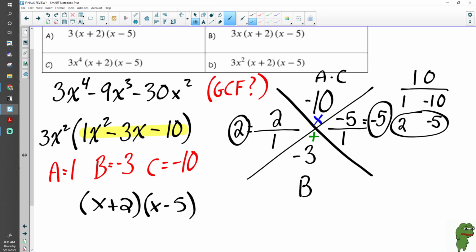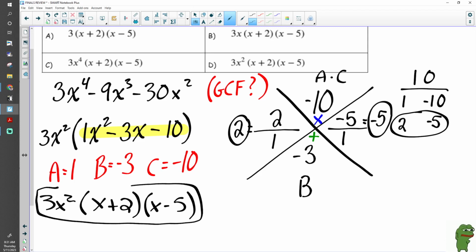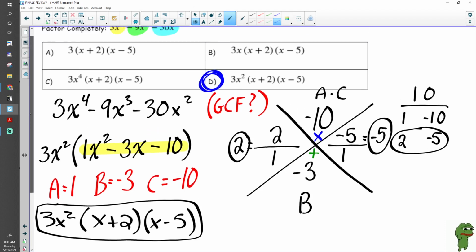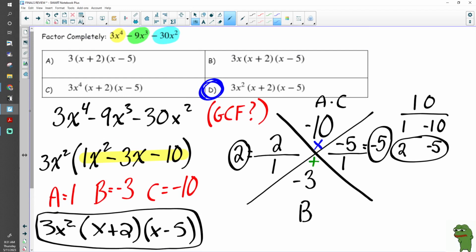These are my factors. But we always have to include the greatest common factor. What did we take out at the beginning? 3x squared, we put that out front. So my answer is 3x squared times x plus 2 times x minus 5, which is option D. And that is your multiple choice question on your final. 3x squared times x plus 2 times x minus 5.